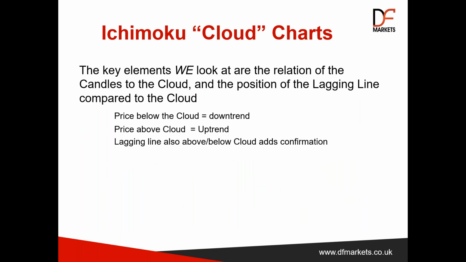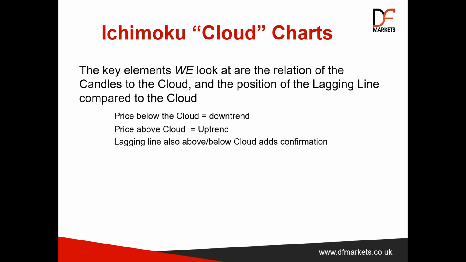Right, back to our cloud charts. The key elements that we look at in relation to the cloud are the relationship of the candles to the cloud and the position of the lagging line compared to the cloud. Quite simply, candles are the current price, and if they're below the cloud, that is signaling a market in a downtrend. If price is above the cloud, then we are in an uptrend, and the lagging line adds that extra level of confirmation to the equation.